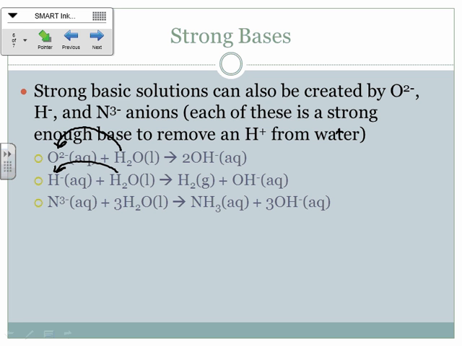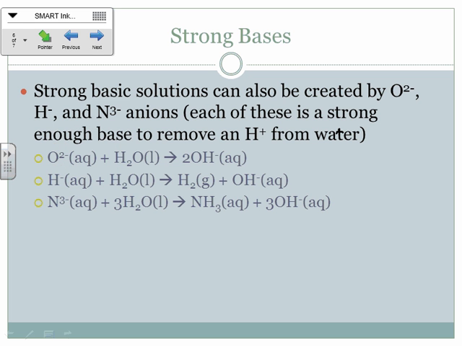And then the N3 minus here, that's going to pull hydrogen off of the water. Actually, it would pull a hydrogen off of 3 waters to form NH3, okay? And then you'd end up with 3 OH minus ions. So any of these would be considered strong bases as well, just because they're able to pull a hydrogen off of water pretty much every time, okay? So those are some good ones to remember. You won't see those probably as much, but you might see them.